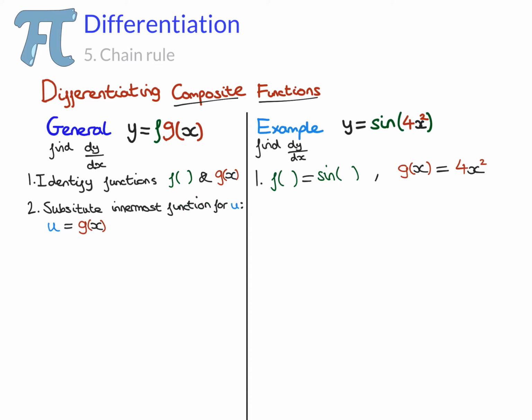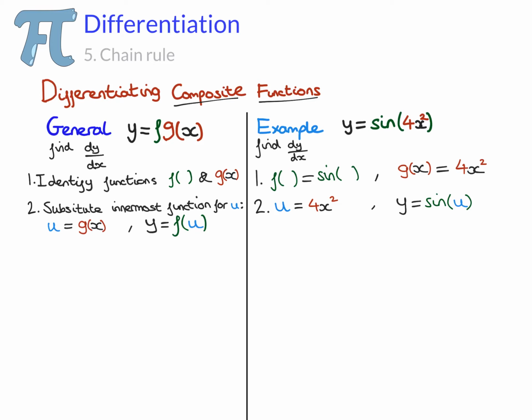We then wish to make a substitution on the innermost function to avoid too much messy notation, and so instead of g of x, we will just write u. So u is equal to 4x squared, and y is equal to f of u, which is equal to sine u. So far we haven't done anything other than change the way it looks. Now we exploit a handy trick.